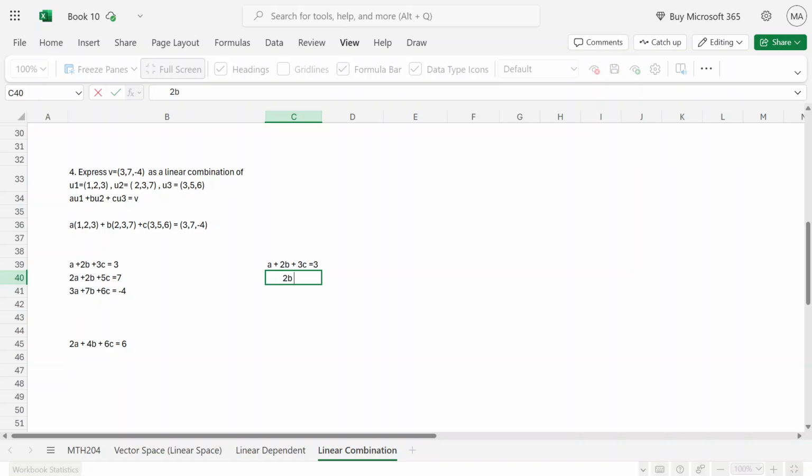So 2b plus, we have 6c now, minus 5c. So we have c equals 6 minus 7. So we have minus 1.